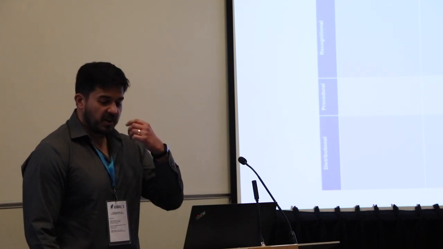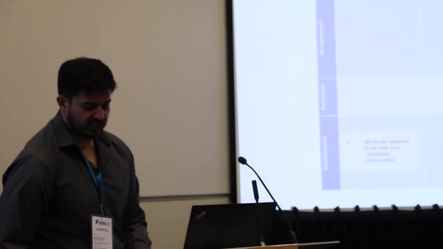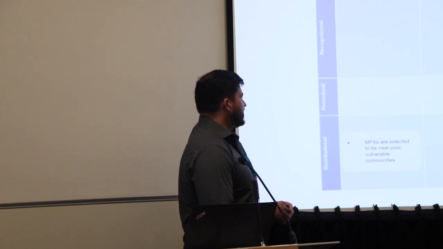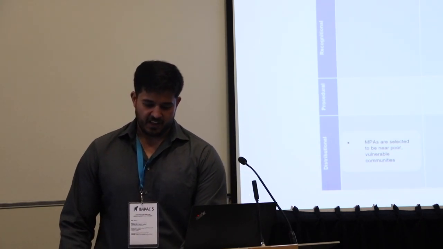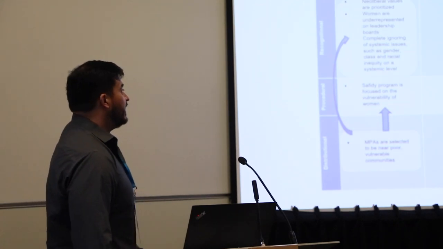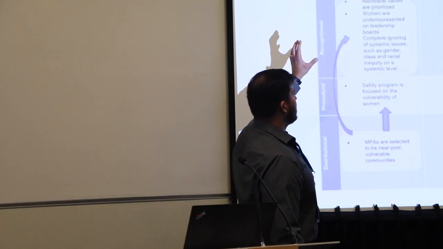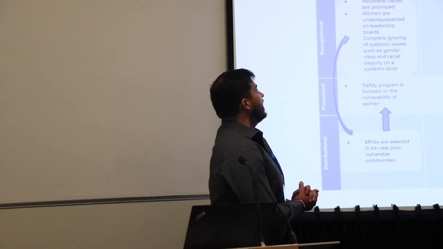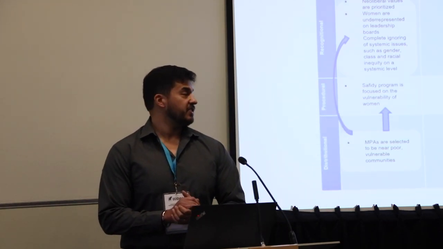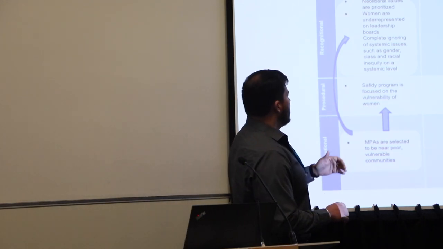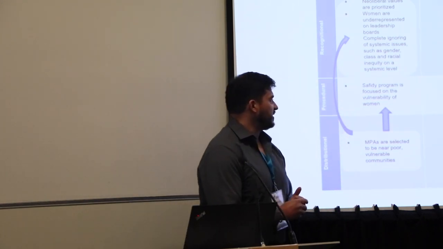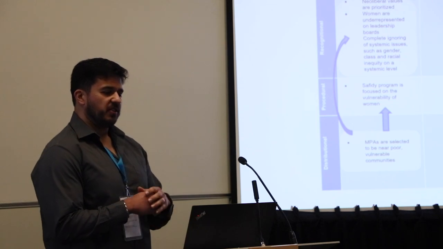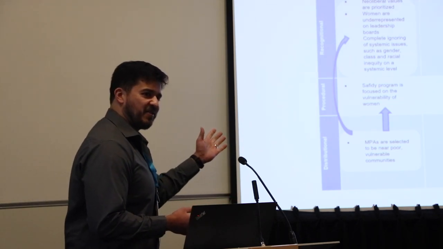So if we go through this framework, what happened with the SAPI project? First, it was top-down planned around MPAs selected in poor and vulnerable communities. So it was a bit of an imposition. The Dena knowledge systems were highly discredited in favor of more Western knowledge systems. Women were not really part of leadership boards. At the same time, the SAPI program is really focused on the vulnerability of women, the sense that if you want to reduce fertility, you have to target women, but they also had no input in decision making.